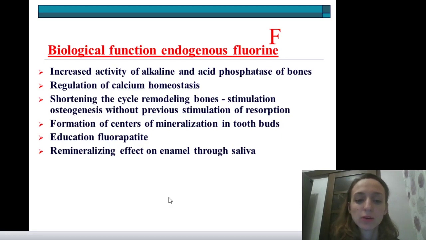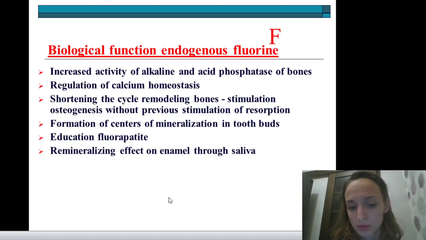Biological function of endogenous fluorine: it is increased activity of alkaline and acid phosphatase of bone. It is regulation of calcium homeostasis. It is formation of centers of mineralization of tooth buds. It is formation of fluorapatite.